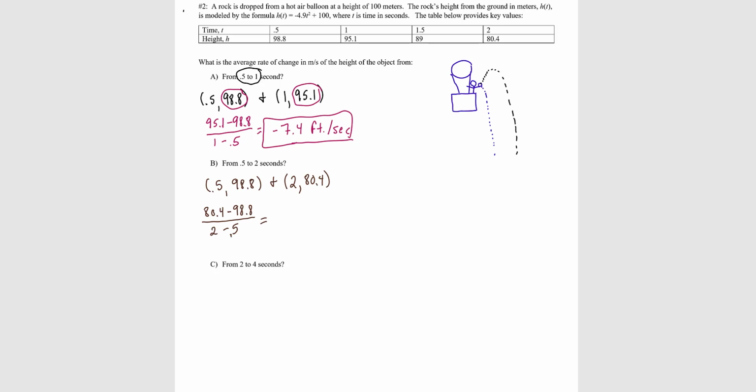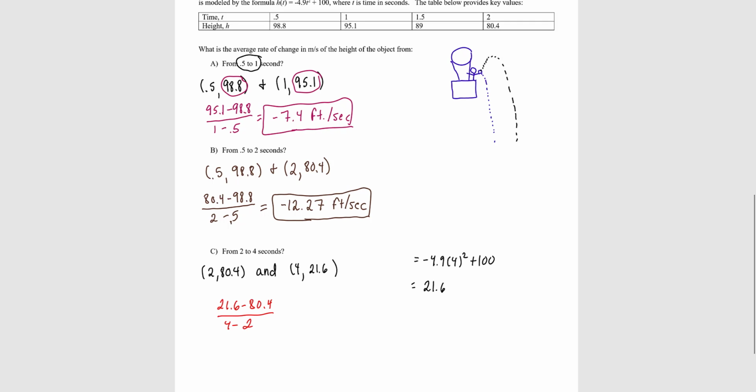All right, and I'm getting negative 12.27 feet per second. Try the last one. It's a little bit of a challenge. And then I'll show you what I got. So this last one, I'm getting negative 29.4 feet per second.